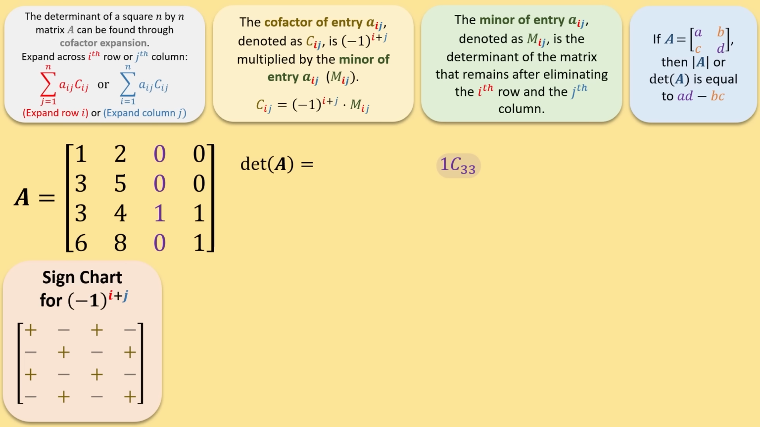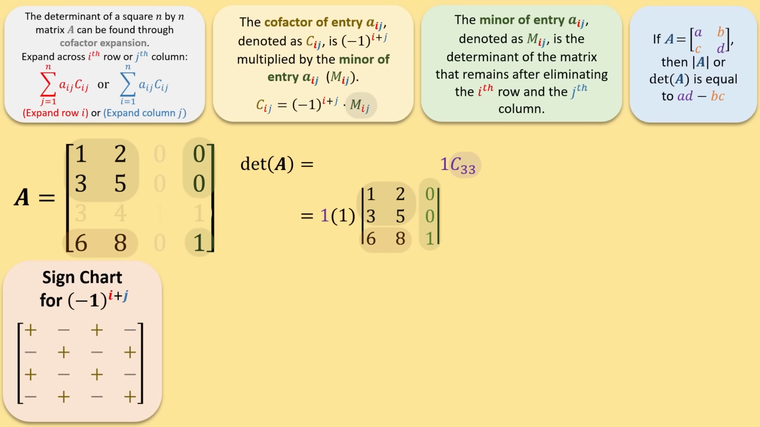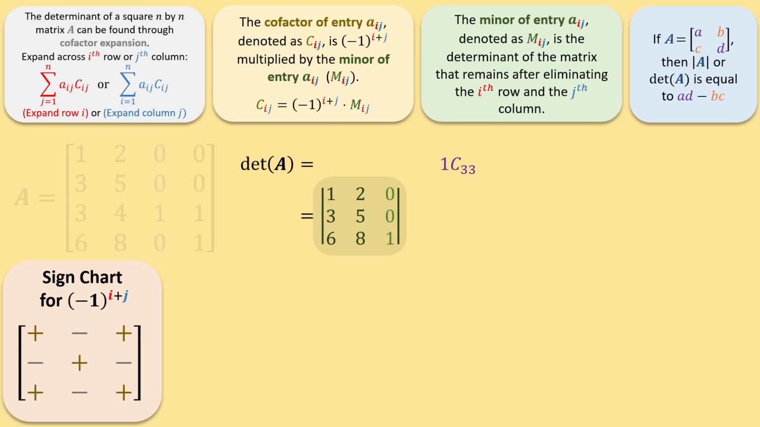And that is equal to 1 times positive 1, the sign that's in the same position of our sign chart, times the minor of our entry. The minor of our entry here ends up being a determinant of a 3x3 matrix. This cofactor expansion allowed us to reduce the dimension of our determinant. We are now working with determinants of 3x3 matrices. Since this is my only 3x3 determinant I'm working with at this step, we now look in here and do the same thought process. Which row or column makes cofactor expansion easy to calculate?